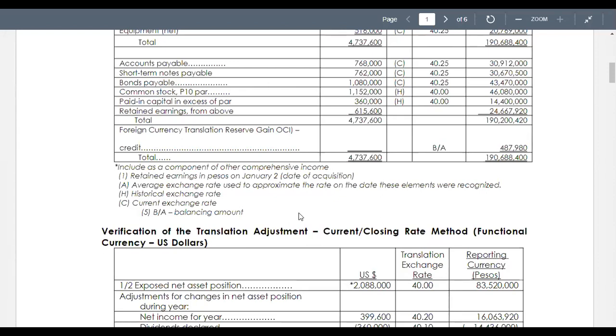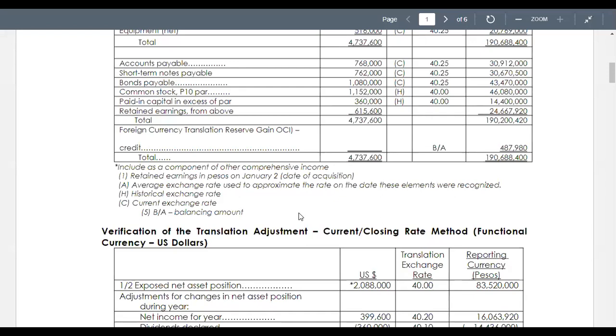Then we have salary expense, 0.19A, and sales, being an income account, 0.19A. So for A, or average, we are going to translate advertising expense, followed by salary expense and sales. These will be translated using 0.19, the average rate.